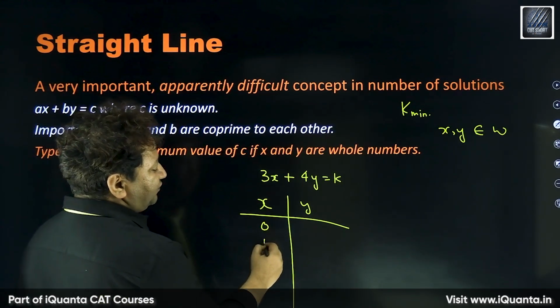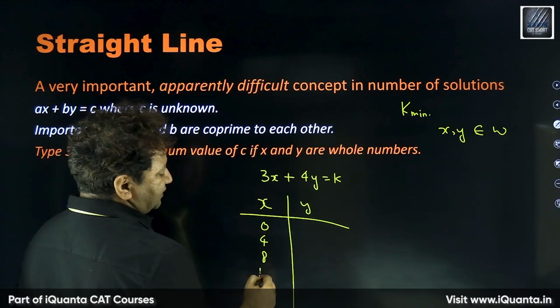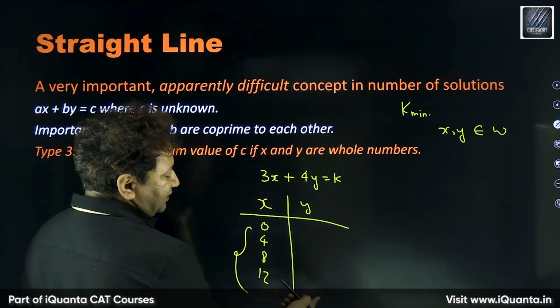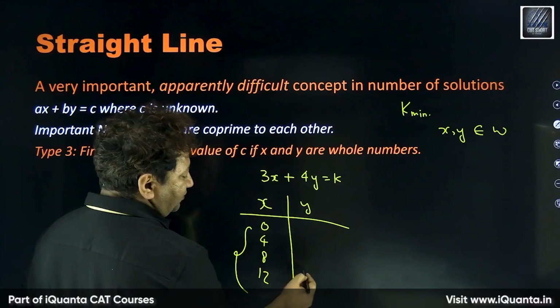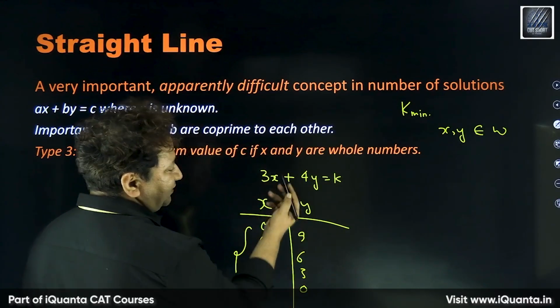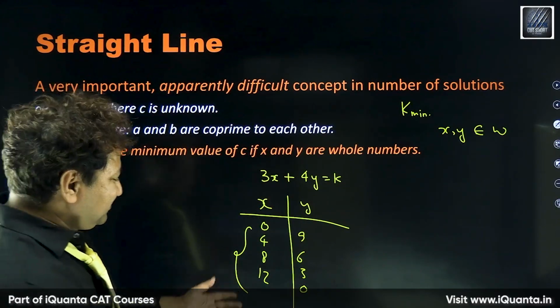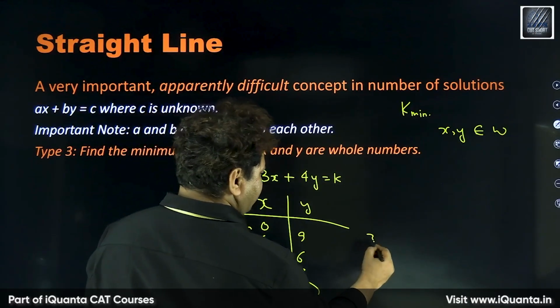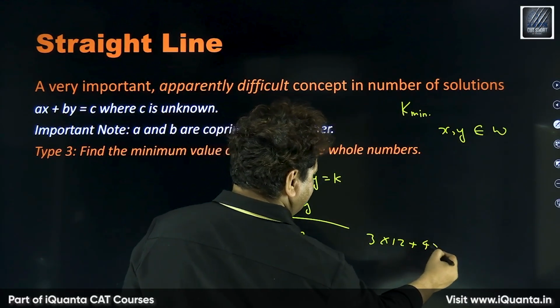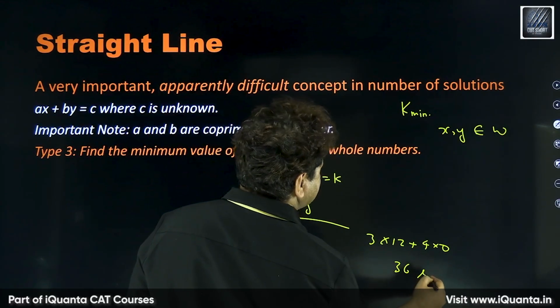0 plus 4, plus 4, plus 4. I got 4 whole solutions. Y should also be starting from 0. 0 plus 3, plus 3, plus 3. That's all. So let's put this value: 3 into 12 plus 4 into 0. 36 is the answer here.